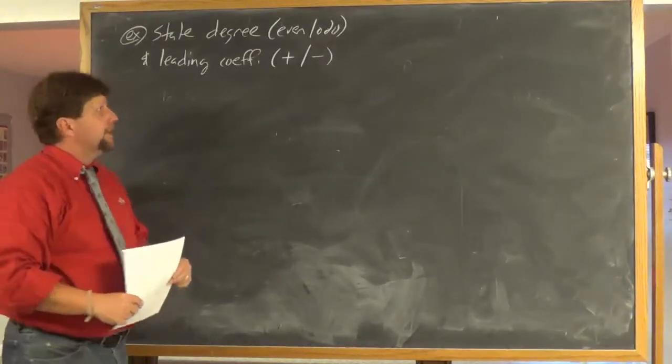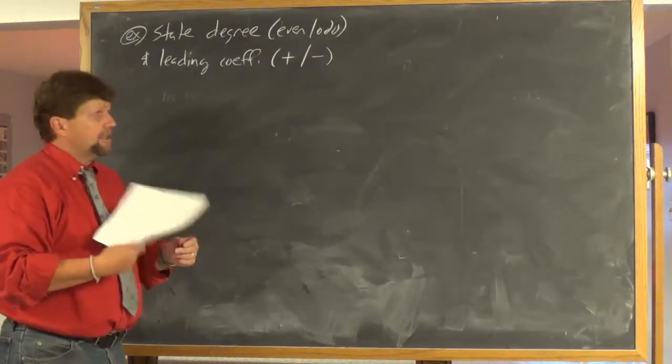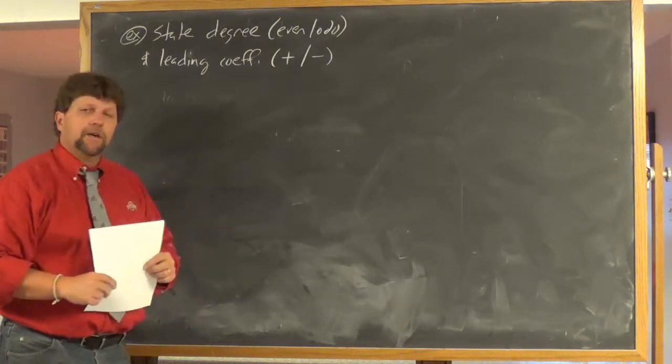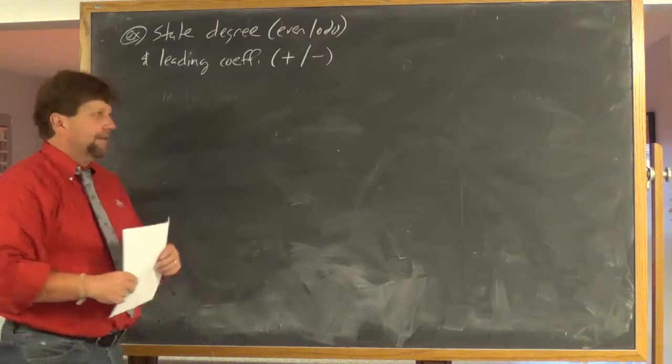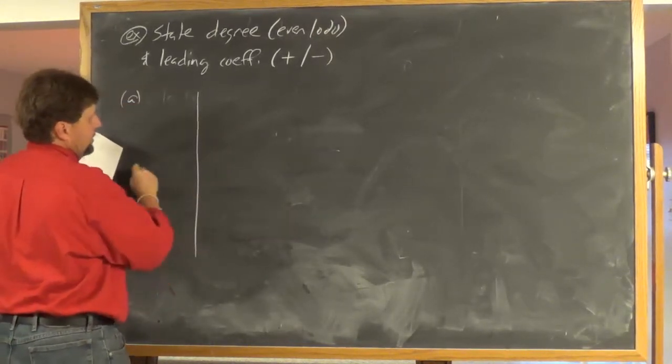Hey folks, let's do a quick example here. I'm going to sketch up a couple of graphs, and in this example, I just want to know whether the degree is even or odd, and whether or not the leading coefficient is positive or negative. So the first one looks something like this.